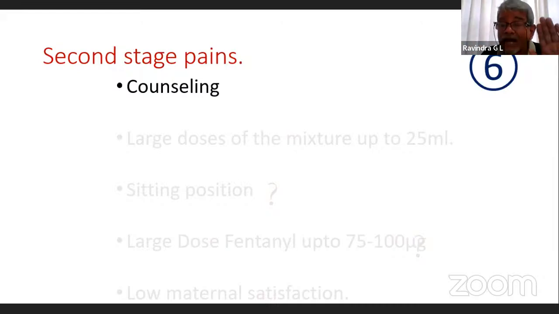Tell her that during second stage, the analgesia may not be excellent. You may have to tolerate the pain to a certain extent. I don't say that we will not give 100% pain relief, but if it fails, and if the analgesia is less, then our counseling prior would come into effect. So the first thing in second stage pain maintenance is, you counsel the patient well in advance.